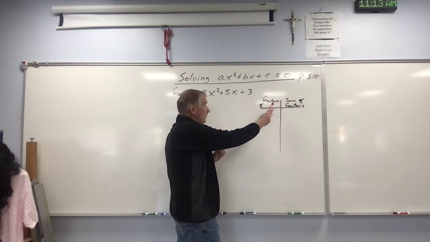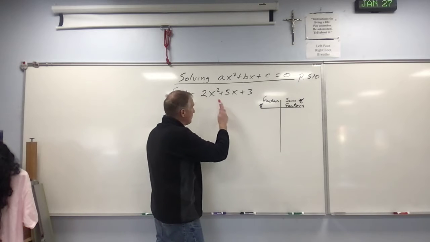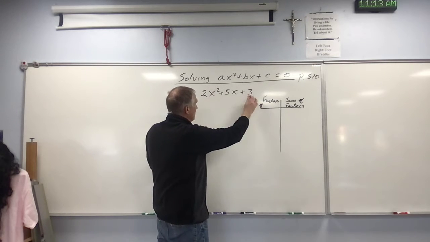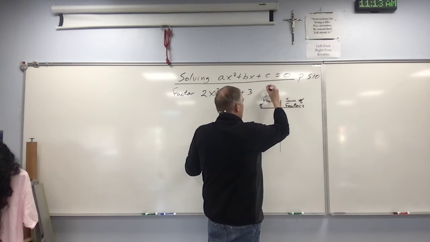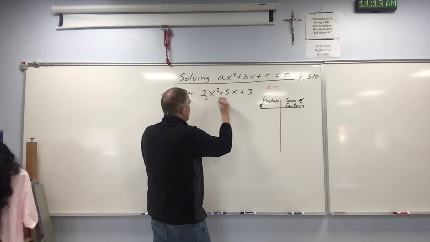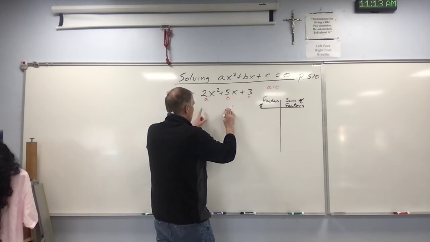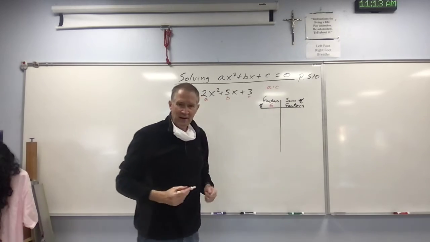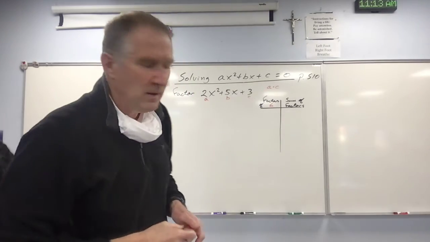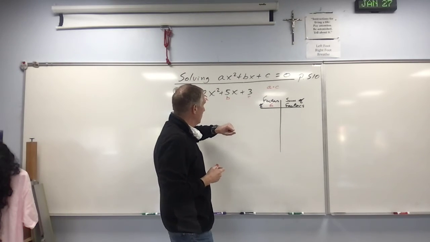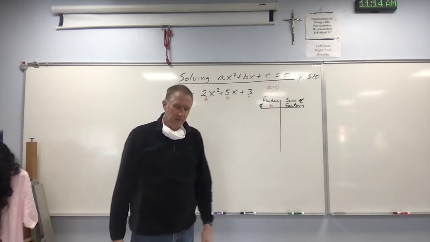Create a table where you're going to have the factors of, you multiply a times c. So a times c, this is a, that's b, that's c. Whatever a is times c, in this case it's 6. So the factors of 6, 2 times 3 is 6, all right? What are the factors of 6?